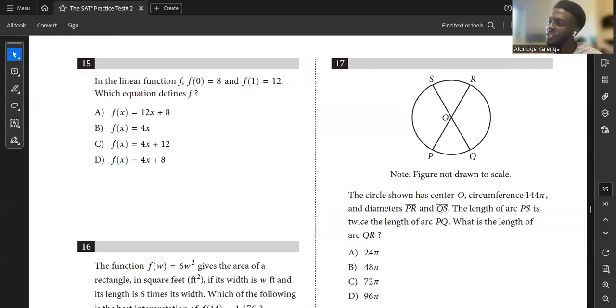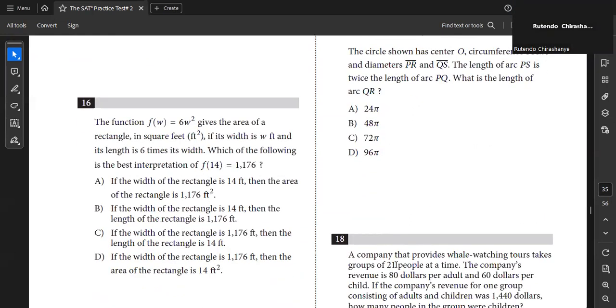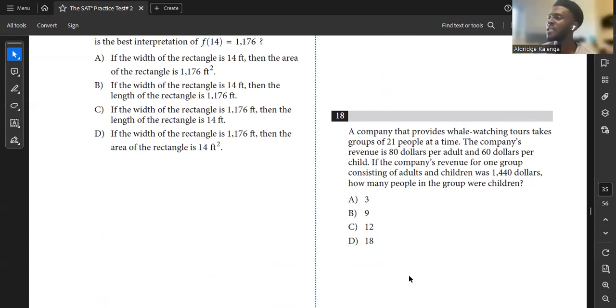We move on to question 18. A company that provides whale watching tours takes a group of 21 people at a time. The company's revenue is $80 per adult and $60 per child. So whenever you see this, think simultaneous equations already. If the company's revenue for one group consisting of adults and children was $1,440, how many people were in the group of children?